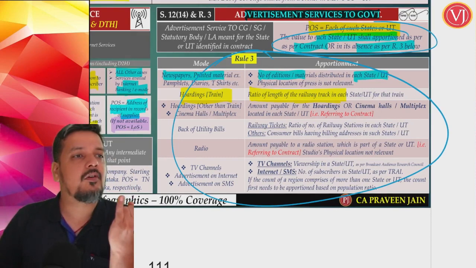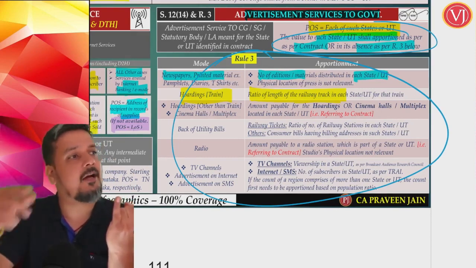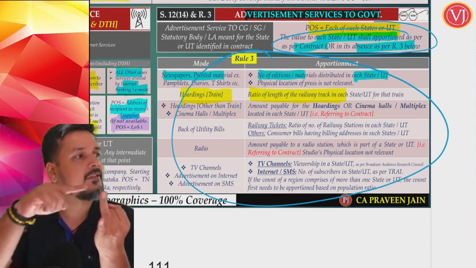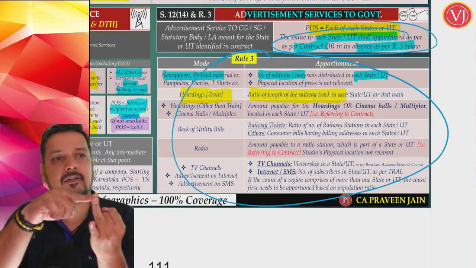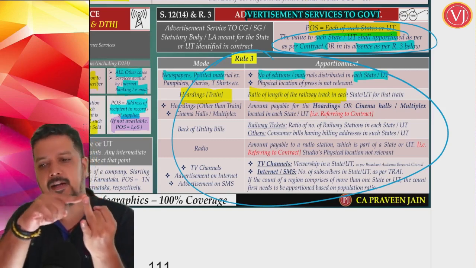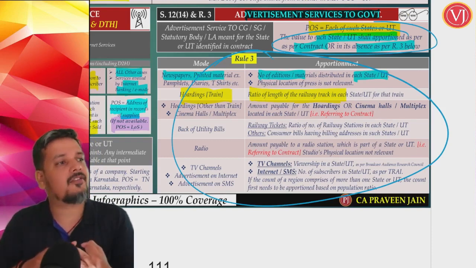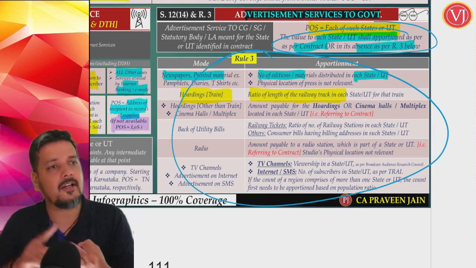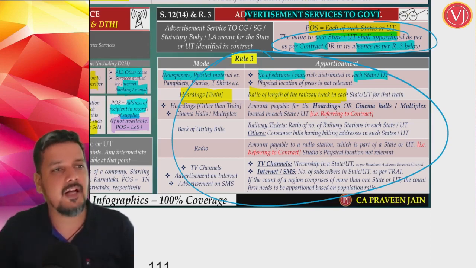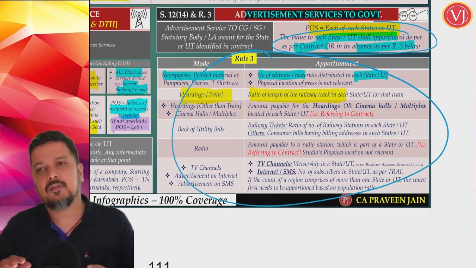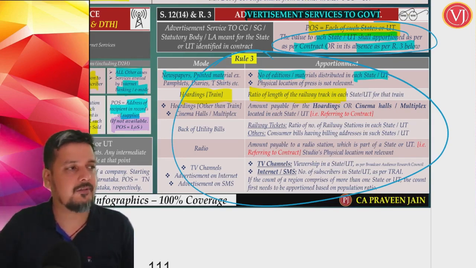So how many cases are there where you get multiple answers? Advertisement service to government. If the contract gives the breakup, go with it. Otherwise, Rule 3. Immovable property related services. If multiple states have the answer, if the contract gives you the answer, go with it. Otherwise, Rule 4. Organization of an event. If multiple states have the answer, if the contract gives you the breakup, go with it. Otherwise, Rule 5. So that is everything about your section 12.